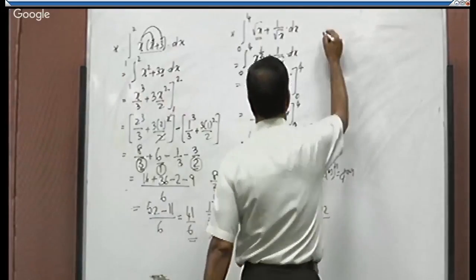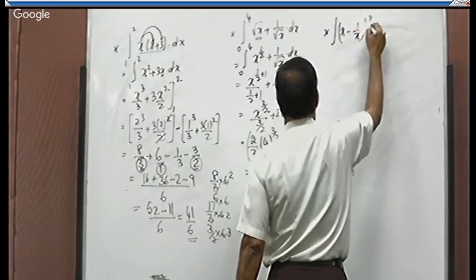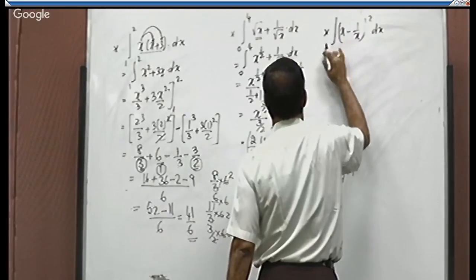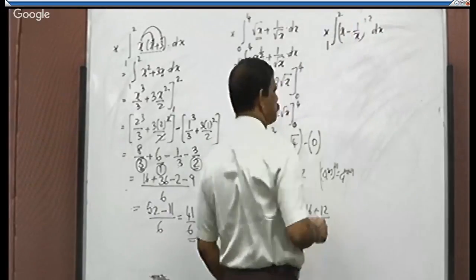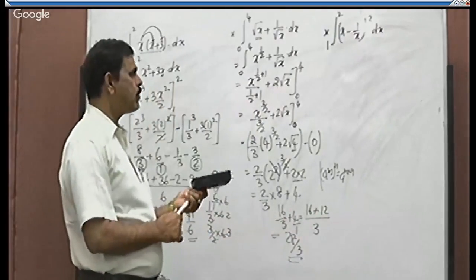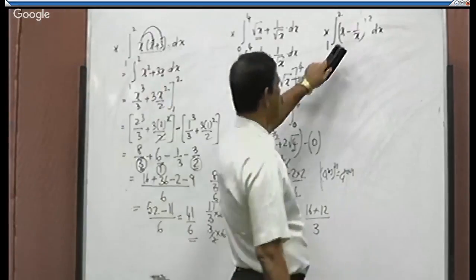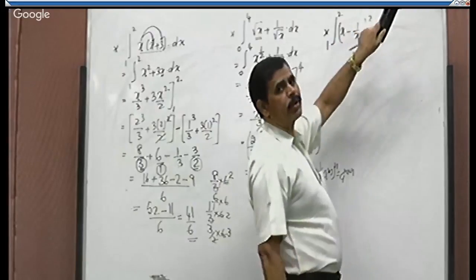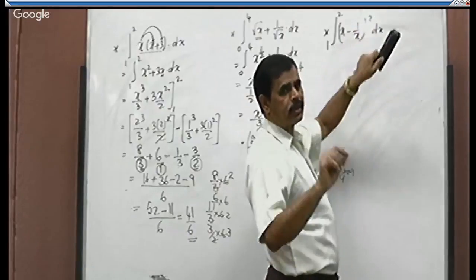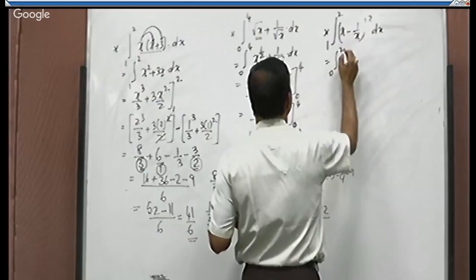Next problem. Integral of x minus 1 by x, whole square, into dx. Limit 1 to 2. The given integral is of what form? So I cannot integrate directly, right? Because of the power. So I need to remove this power. So this is of the form a minus b whole square, limits 1 to 2.